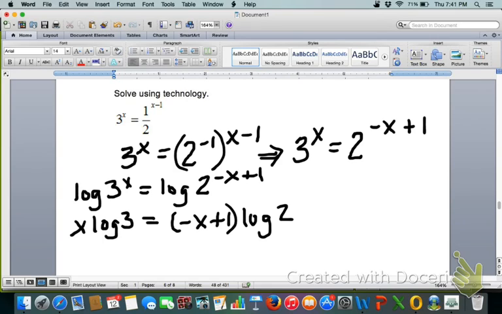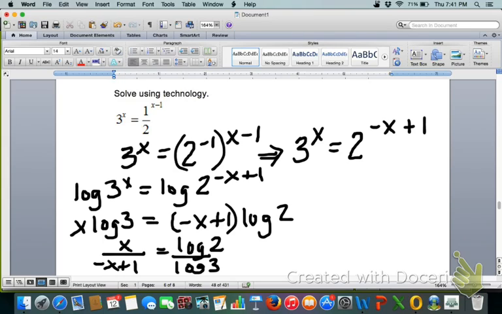My next thing I'm going to do is get my terms with my logarithms on one side and my terms with the x's on the other side. So if I divide both sides by negative x plus 1, and I'm going to do two steps at one time, I have x over negative x plus 1 equals the log of 2 divided by the log of 3.